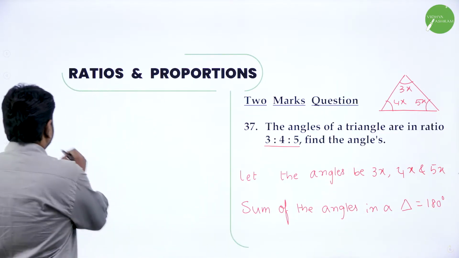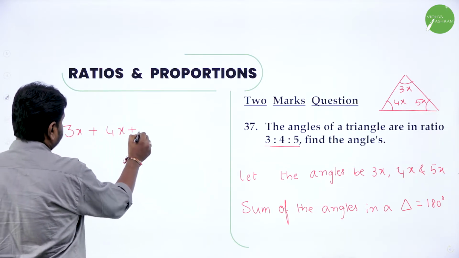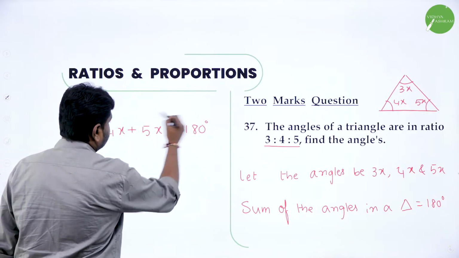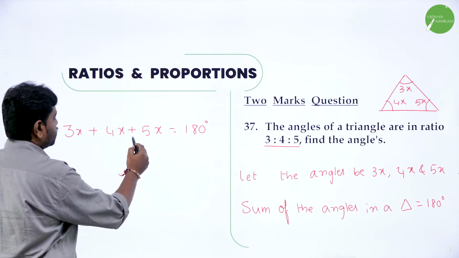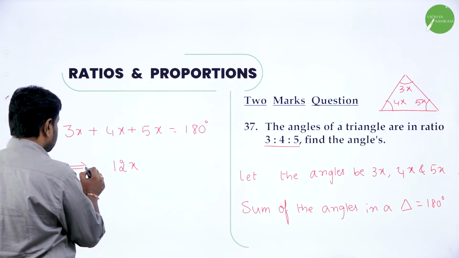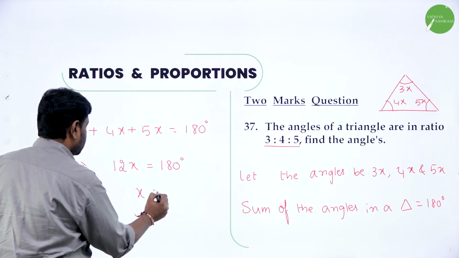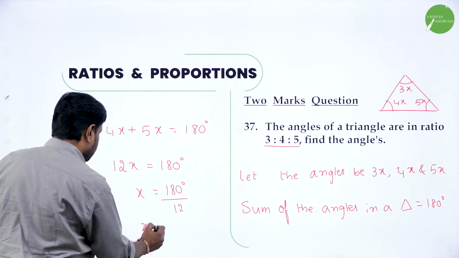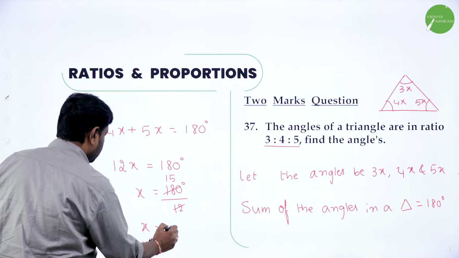So therefore, taking that as the criteria, 3x plus 4x plus 5x is equal to 180 degrees. Now 3x plus 4x is 7x, 7x plus 5x is 12x, that implies 12x is equal to 180 degrees. From this get the value of x. What is x? x is equal to 180 degrees divided by 12. So 12 ones are 12, 12 5s are 60. So x will be 15 degrees.